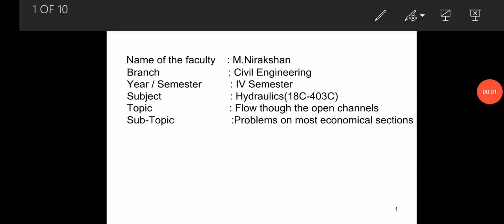Hi, good afternoon, everyone. This is the last class for the fifth chapter, that is flow through open channels. In yesterday's class, we discussed the conditions for the most economical sections of rectangular and trapezoidal channel sections, and also saw simple problems on most economical sections. In this class, we are also going to discuss problems on most economical sections of rectangular and trapezoidal channel sections.